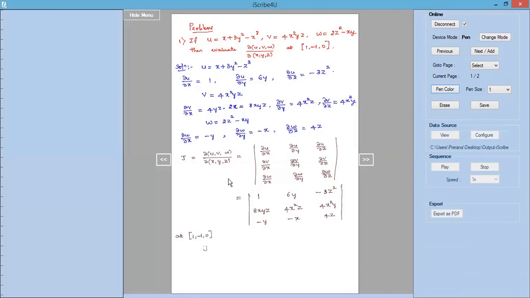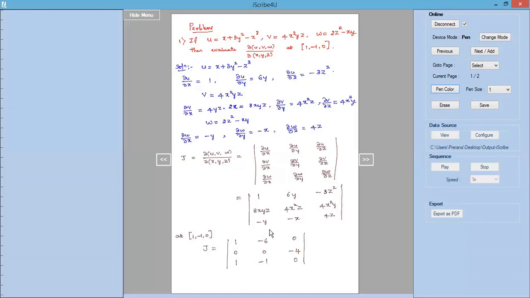So Jacobian J will be, wherever x is there, substitute x as 1, substitute the value of y as −1 and z is equal to 0. And then we can rewrite the determinant. So we have 1. When y is −1, this becomes −6. z is 0, so the last term in the first row goes to 0. z is 0, and then we have 4x²y. y is negative, so we get −4. Last row it will be 1, −1, 0.